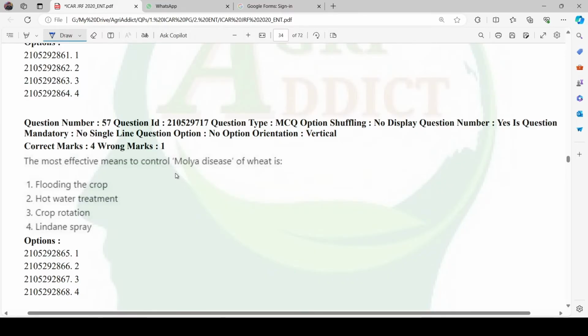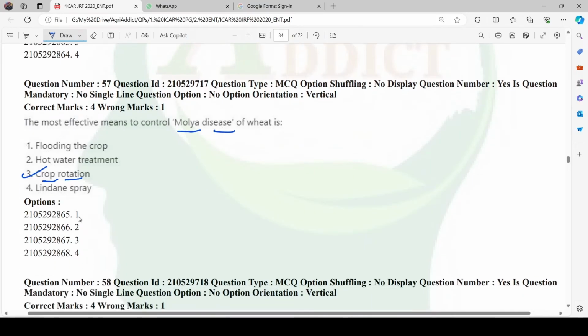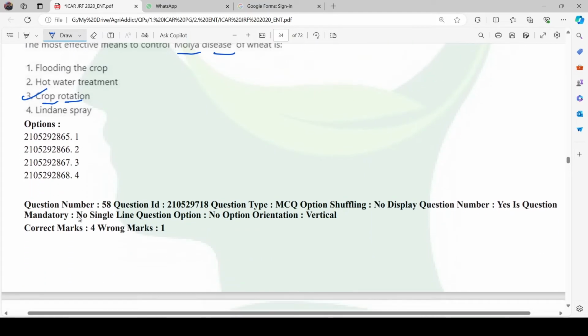The most effective means to control the molia disease of wheat is simply crop rotation. Just rotate wheat with other crops. That is the most effective means to control this molia disease.